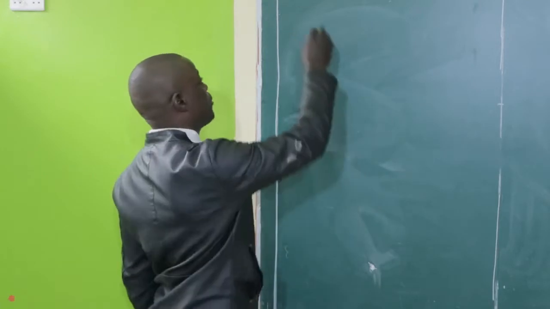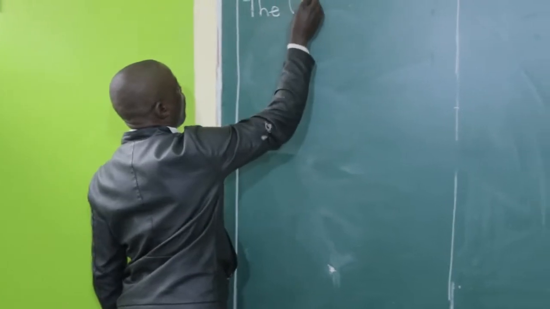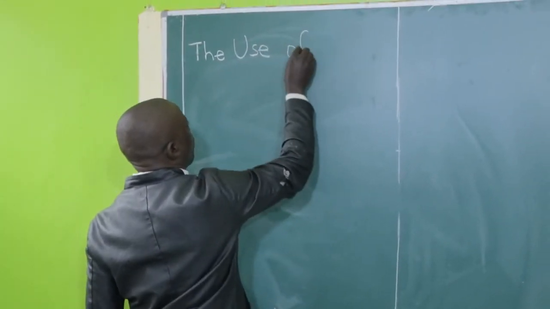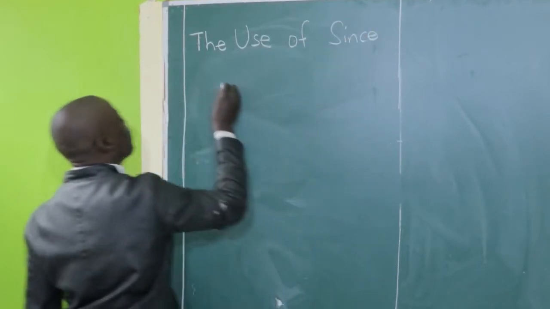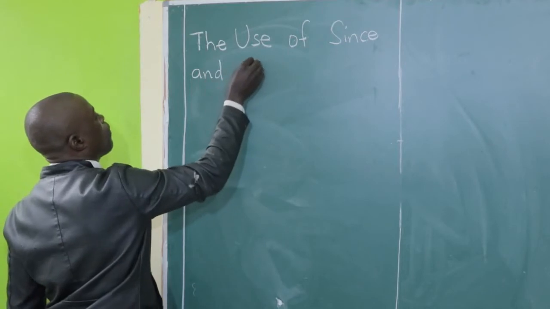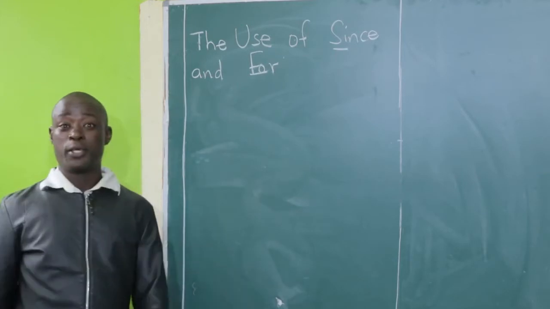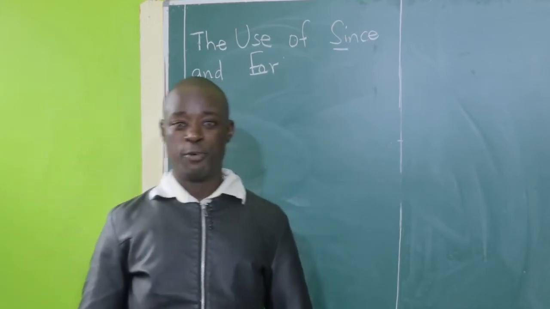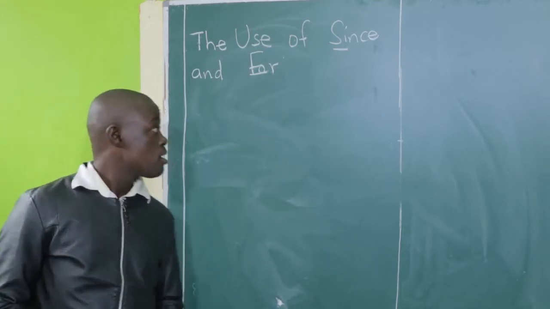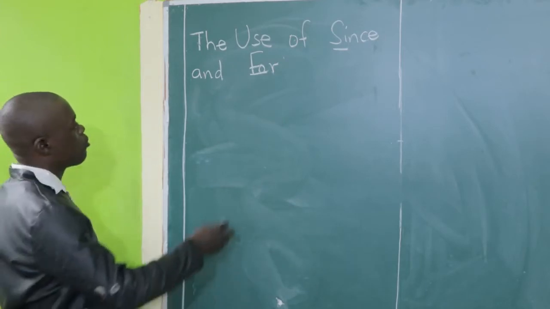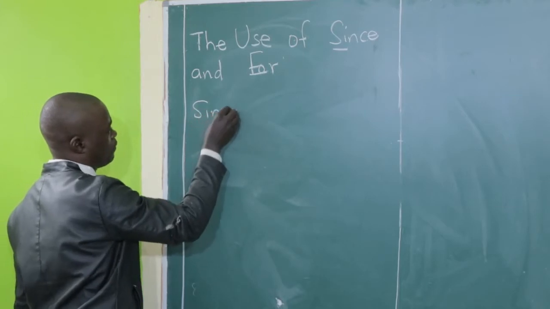Today with me, I'm going to present to you the use of since and for, and for your information, we're going to look at them as prepositions. How or when do we use since and for? Let me begin with the use of since.